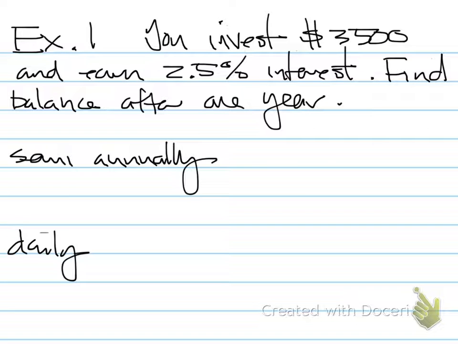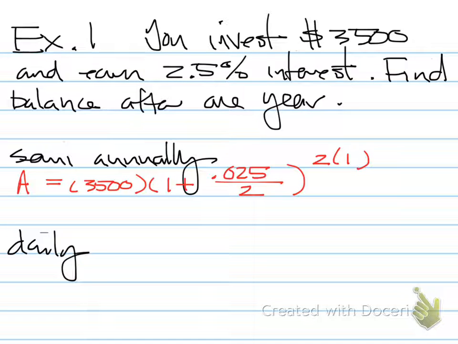Semi-annually will be twice a year, so the formula would look like such. P is 3,500. R, the interest rate, written as a decimal, would be 0.025. N is 2, and for 1 year we would use 1 for T. So what you should do in your calculator is first divide 0.025 by 2, and then add 1 to that answer. And then once you hit equal, you're going to hit the caret button on the calculator to raise it to the second power.